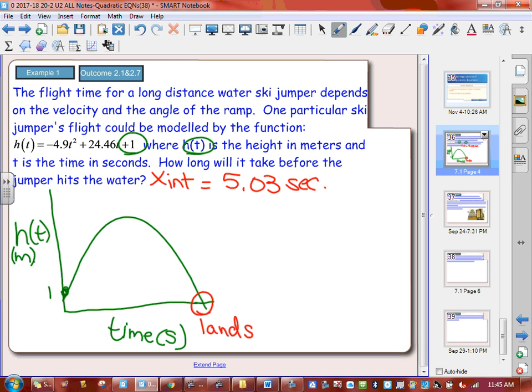seconds. So the question is talking about the flight time for a ski jumper, and it's saying, when is he going to hit the water? Because a lot of ski jumpers actually train in water, so that when they land, they're not going to hurt themselves. There's a big one right here, actually. X-intercept 5.03. So we're typically always going to be finding an X-intercept.